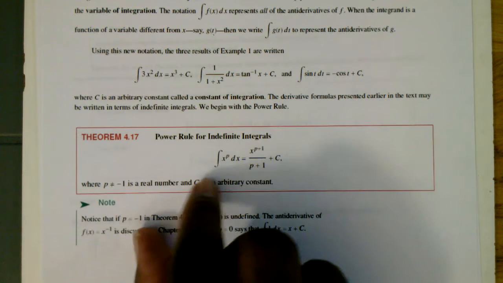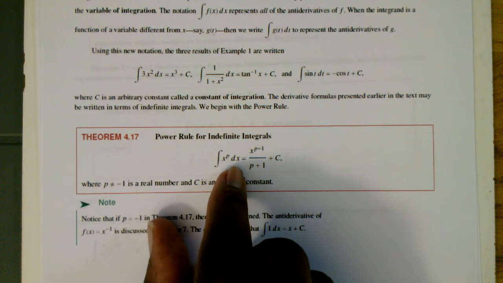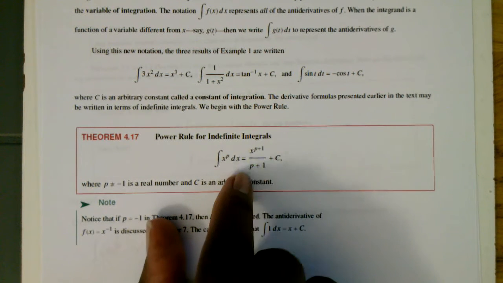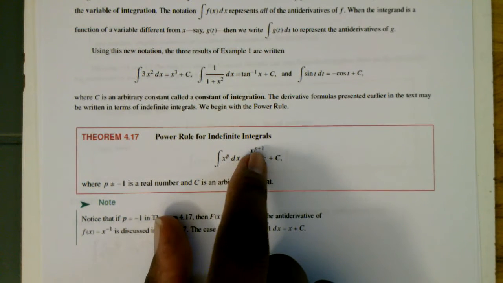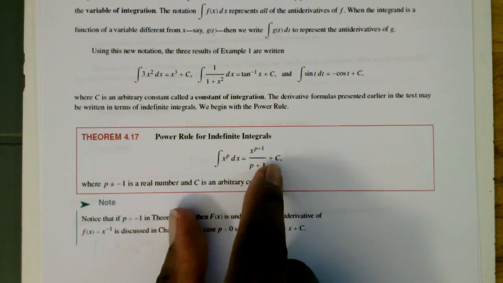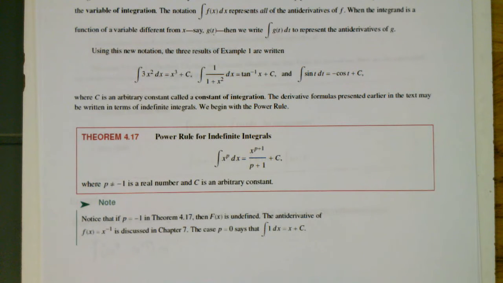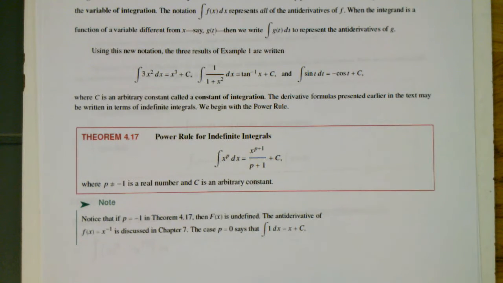So if we have the integral of x to the p dx, what you're going to do here is add 1 to the power and then divide by that new power. That's x to the p plus 1, divided by the new power, p plus 1, and then include plus c. The restriction here is that p, which is your exponent, can't be equal to negative 1.